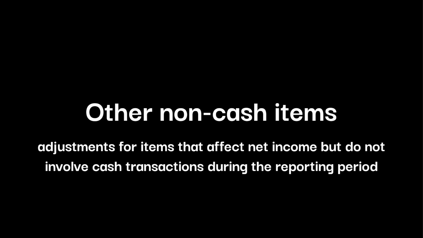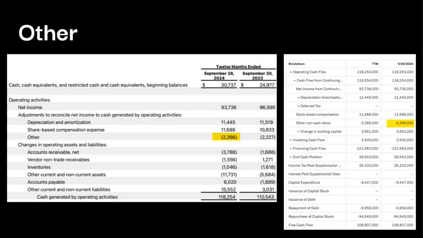All right, other non-cash items. This is an adjustment for items that affect the net income but do not involve cash transactions during the reporting period. And you can see 2,266 for both of these. And again, the different formatting: parentheses on the Apple sheet versus Yahoo, which has a negative number.